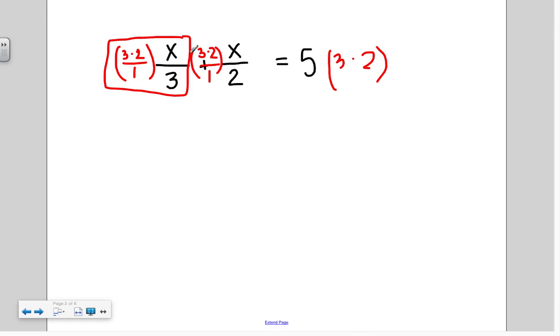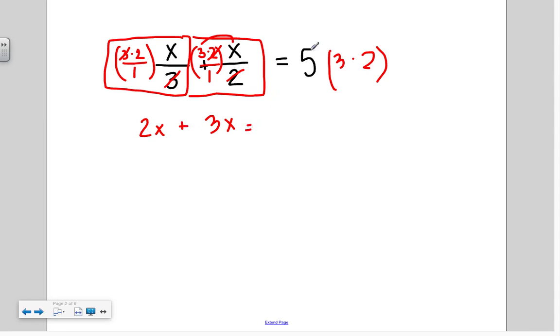I have to look and see what's on both the top and the bottom of my fraction. I have a 3 on top and bottom, so this ends up being 2 times x over 1, which is just 2x. So that's taking care of that. Now I'm looking at my second grouping, and I have 2 on both the top and the bottom, so this becomes 3 times x, or 3x, over 1, or just 3x.